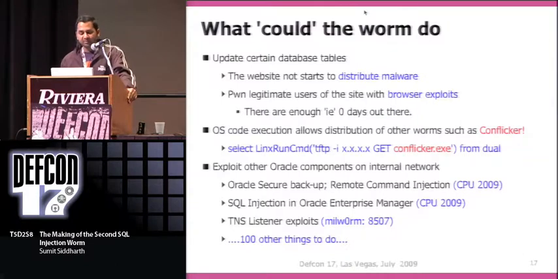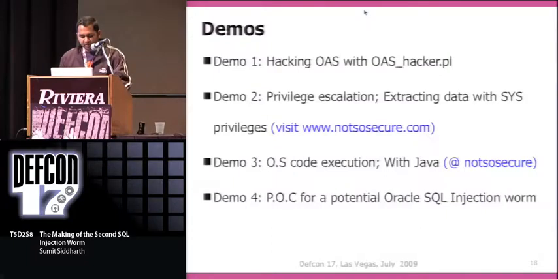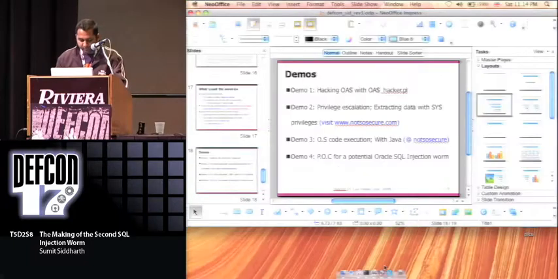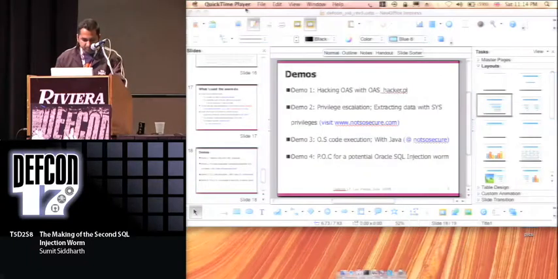Oracle Secure Backup. There was a remote code execution, so you just send one URL on the internal network, and that's it. You get a reverse shell back from it. There was a Secure Backup exploit. I think it's integrated with Metasploit as well. SQL injection in Oracle Enterprise Manager, TNS listener exploits. There are so many things that a worm could do from this stage. So let me just quickly go through this demo of a sample SQL injection worm.